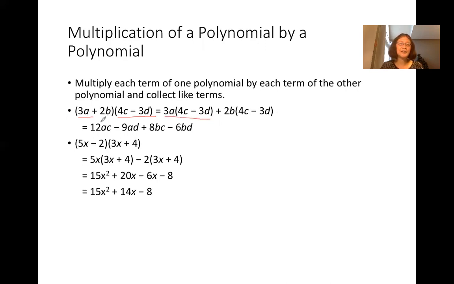And next, you take the second item in the first bracket, multiply by the second bracket. You get these items. And now, we did this kind of question in the previous slide, and you use 3a, multiply by each item inside this bracket. Okay, and you get 12ac minus 9ad.